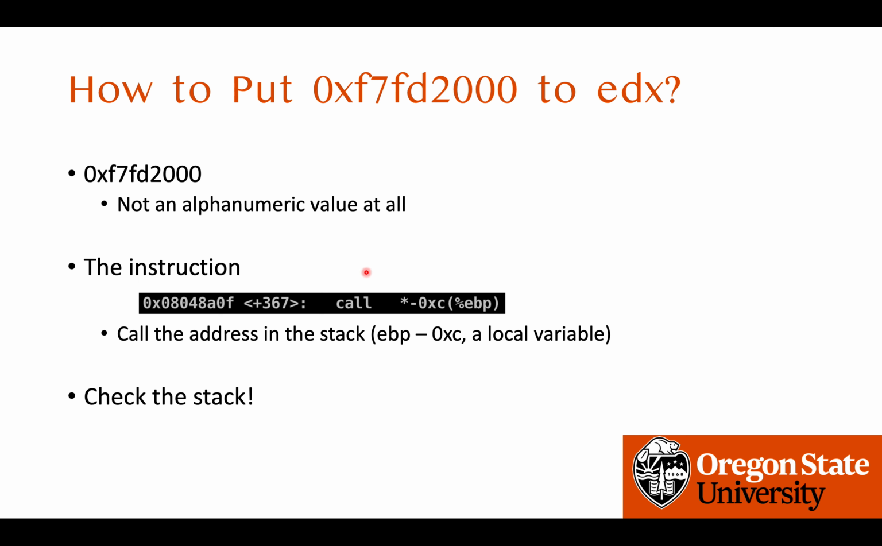Then let's creatively think about how the program runs this shellcode. If you check the instruction to run the shellcode carefully, what it does is that it will call the address on the stack, EBP minus 0xC, which is a local variable. And we know that the local variable is in the stack, so maybe we can find this address from the stack.